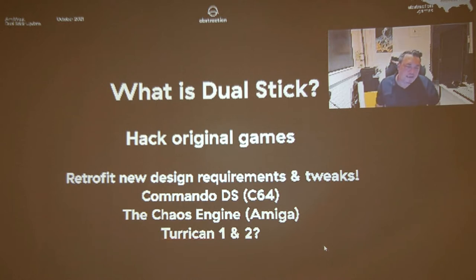Because like what we did in preparation of our showcase, we hacked Commando for the C64, compared to the DS version, and the Chaos Engine on Amiga. And those games were suddenly very, very playable, to the extent that I could just finish it without dying, right? Because the thing is, you could walk in any direction and then aim in another direction and not have to stop walking. Now imagine, and we didn't do this yet, Turrican 1 and 2, where you have to stand still and then aim and shoot. Now you could keep running while shooting and aiming at the same time, right?